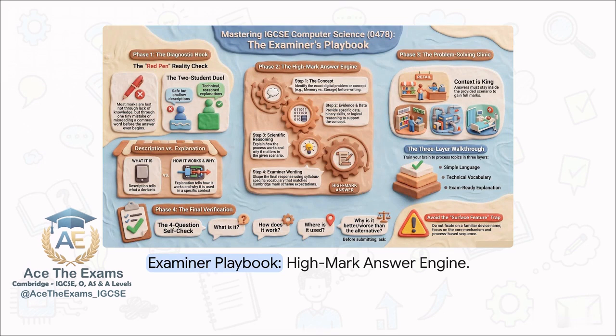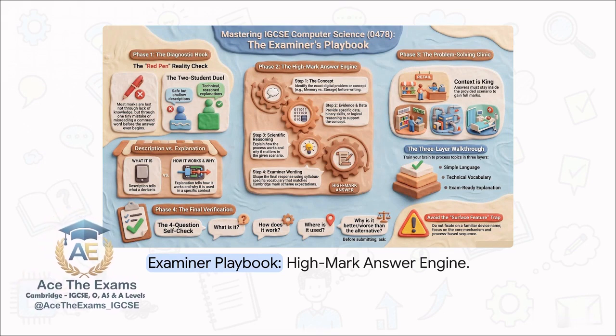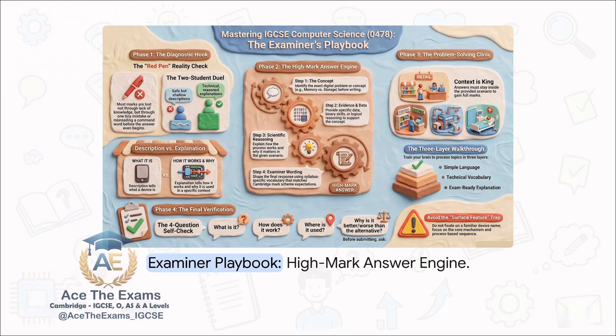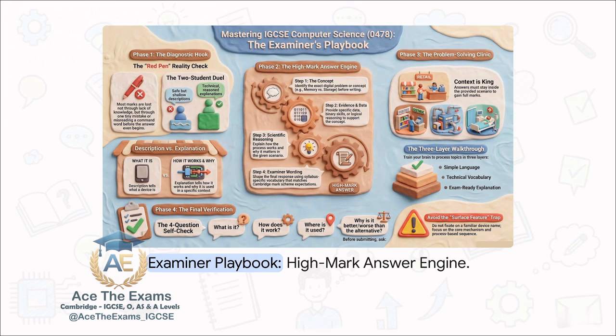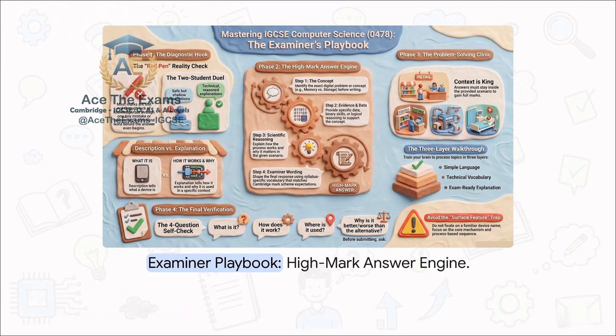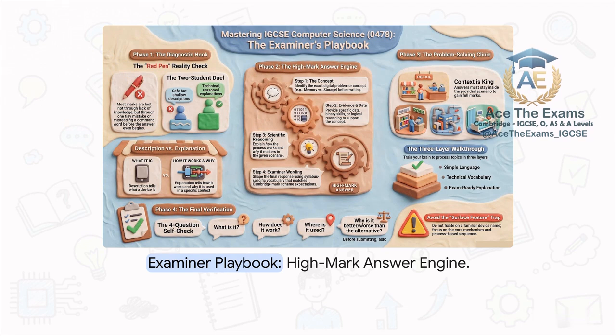As we reach the ultimate examiner's playbook here, the concept of a 2-student duel perfectly illustrates the stakes. Picture 2 students taking the exact same test. The student with the safe but shallow description, they get the red pen, but the student with the technical, reasoned explanation, they get the green check. It turns out that context is king. The difference between passing and perfection is often just anchoring your scientific reasoning to the retail store, or the hospital, or the embedded system mentioned in the text.